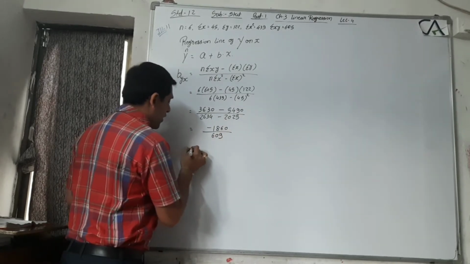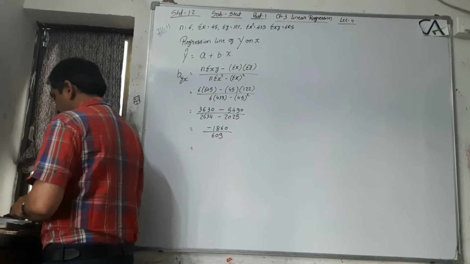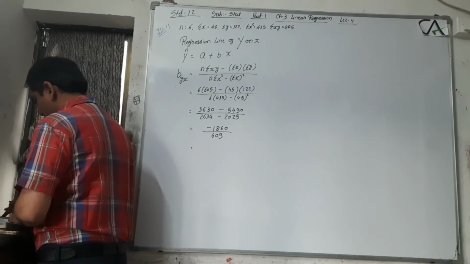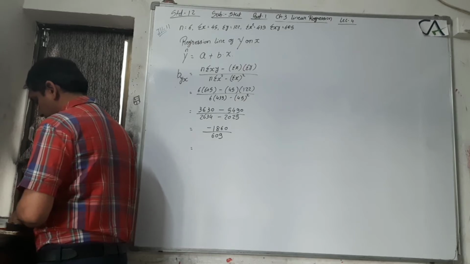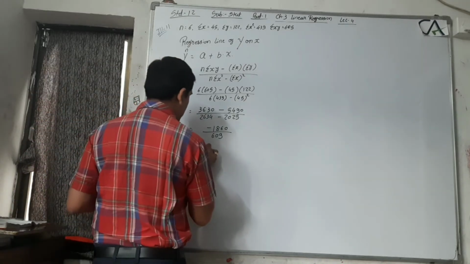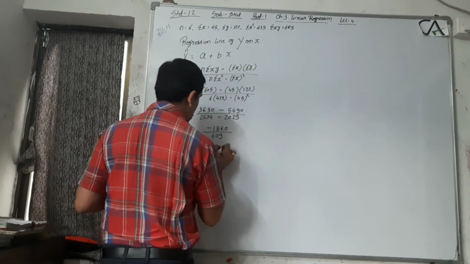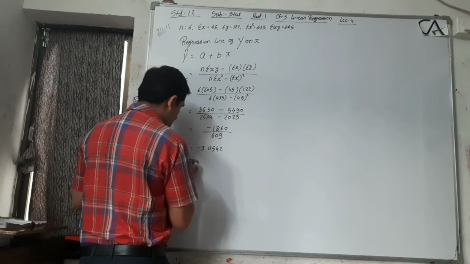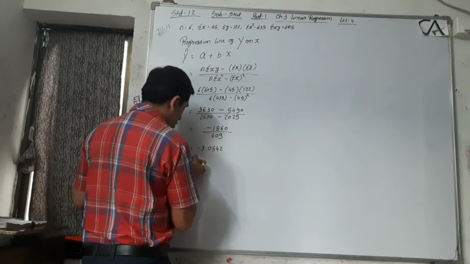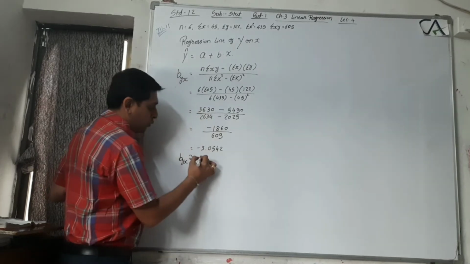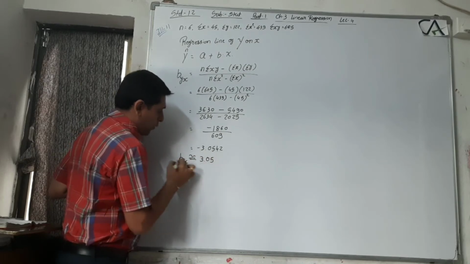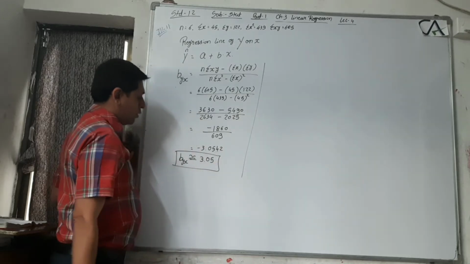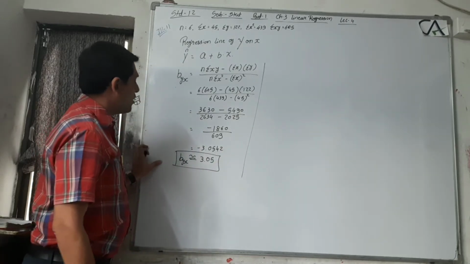So your byx is equal to minus 1860 divided by 609, which is equal to minus 3.0542. Therefore, the approximate value of byx is equal to minus 3.05. So the first question answer is over.